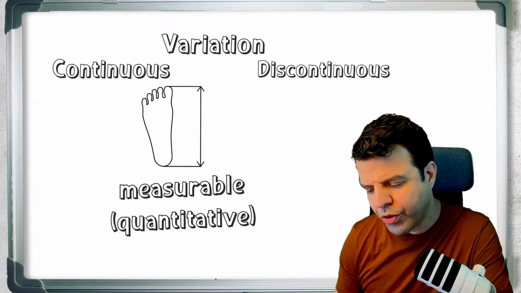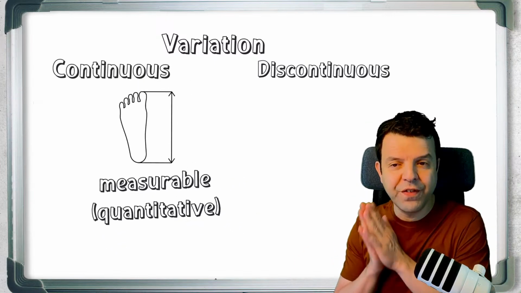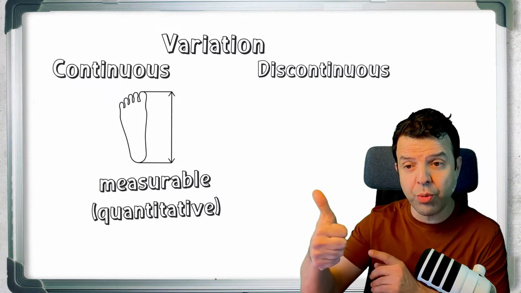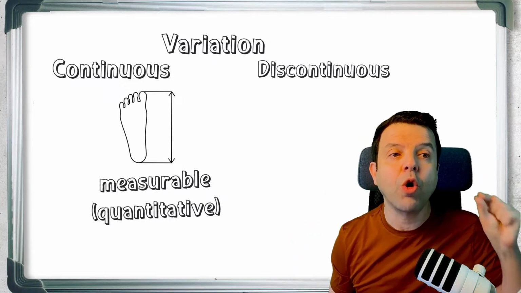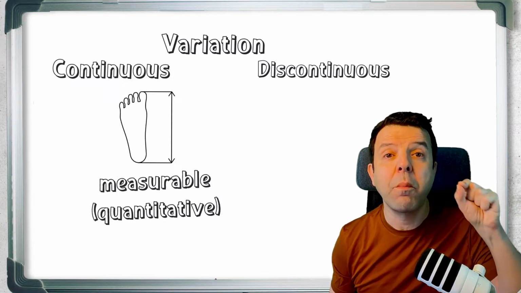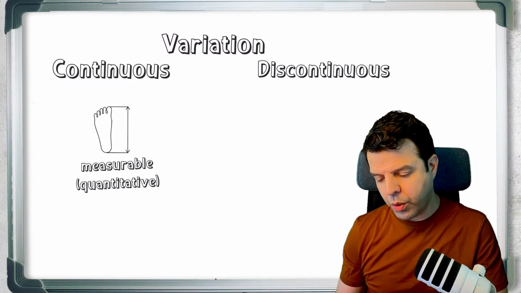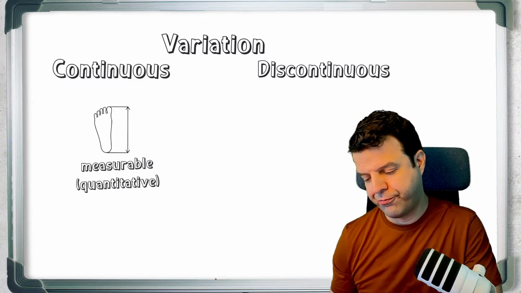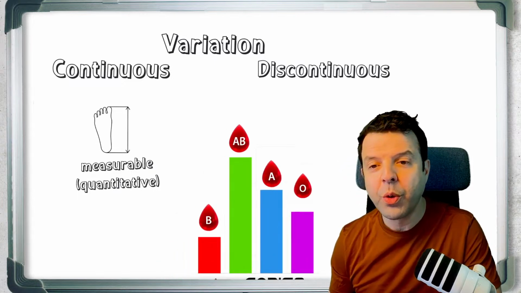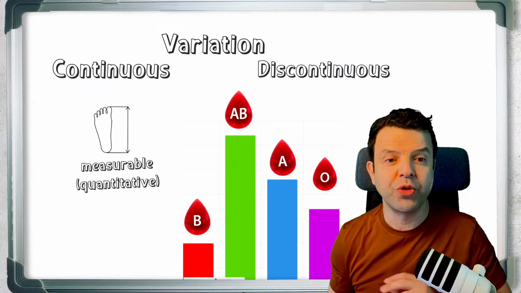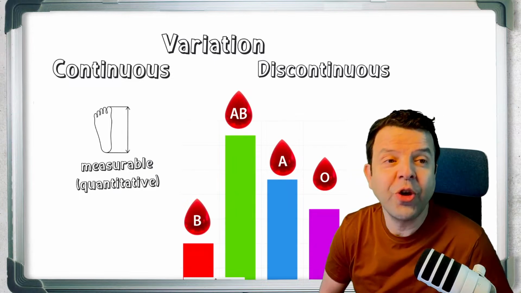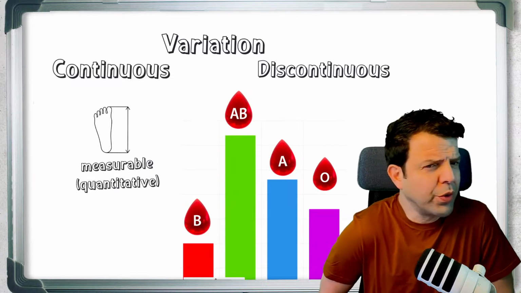All right, look what I wrote there at the bottom. I said it's a feature that is measurable, and it is about quantity. I mean, it's about numbers, okay? Now, think of blood groups. What do you think about blood groups? Is this continuous or is this discontinuous variation?